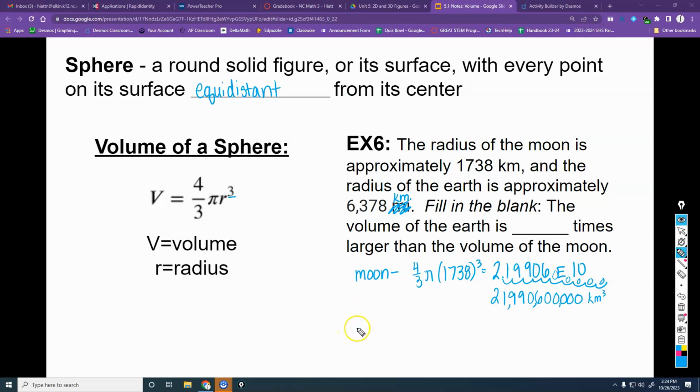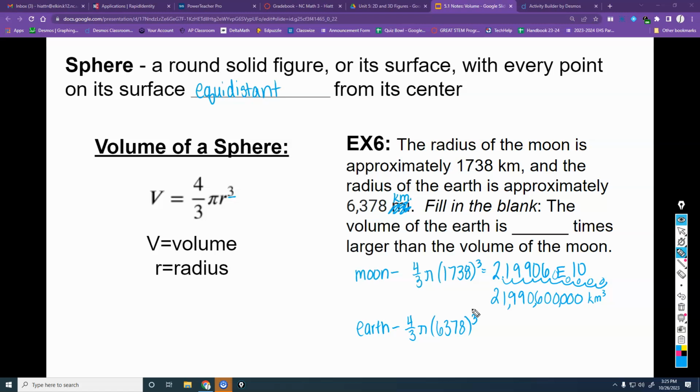For the Earth, it's going to be even larger. We'll have 4/3 pi, and we'll have 6378 cubed. So 4/3 pi times 6378. Oops, I'll type that in.